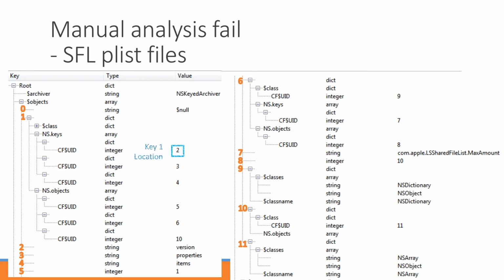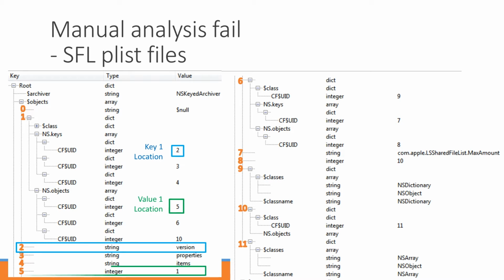So that would be the location of the first key. And that means the first key is located at object number 2, which is located down there. So the key itself is version. And the value corresponding to that key is in object number 5, which would be the value 1. So after this analysis, you then have your key value pair, version equal to 1.